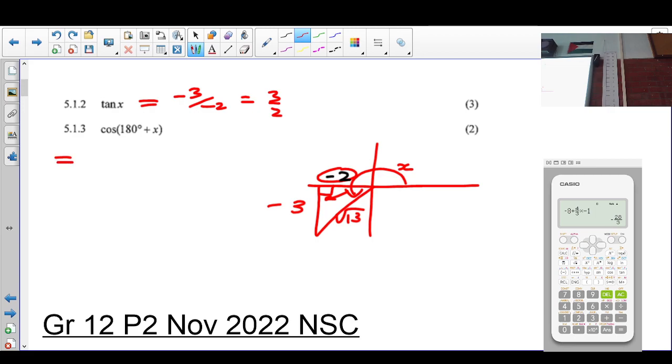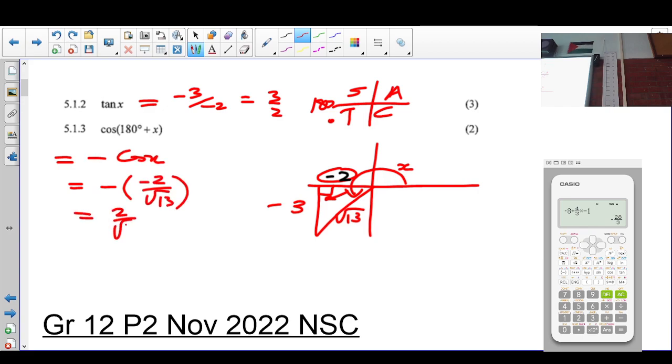And then cos of 180 plus x, which quadrant is that in? All stations to Claremont. 180 plus x is in quadrant 3, so it's negative cos x, which is negative cos, adjacent over hypotenuse. So it has to be 2 over the root of 13. Okay. You all agree with that?